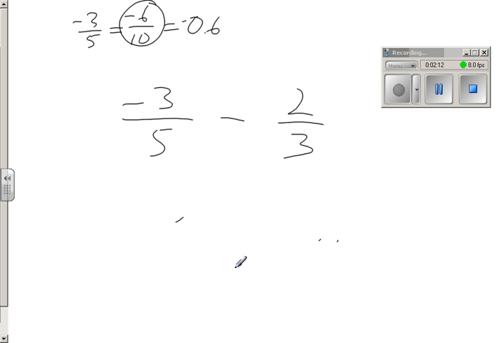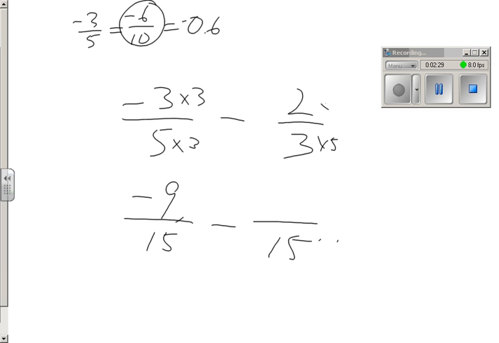So again, if we consider that to be a negative, we're going to make the equivalent fractions with 15 as my common denominator. I multiply this by 3, so I multiply this by 3. I get negative 9 at the top. Those two fractions are equivalent. They both equal decimal 6. And if I multiply this by 5 and this by 5, I get 10/15.